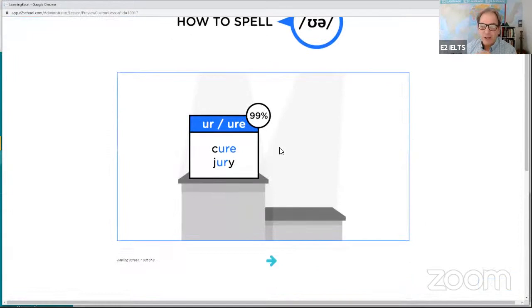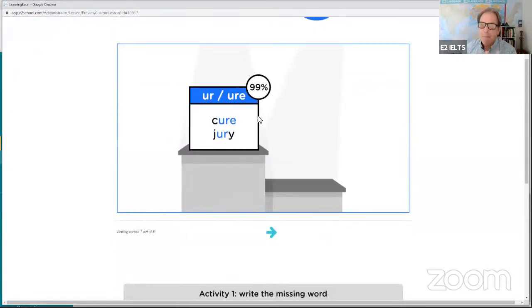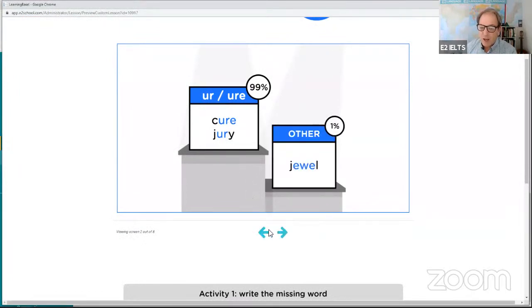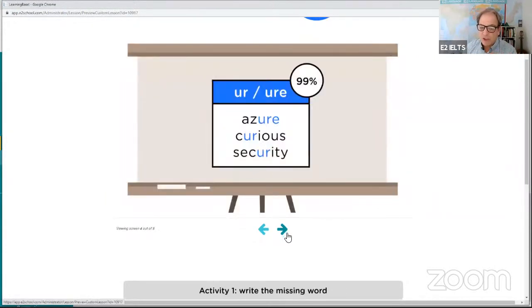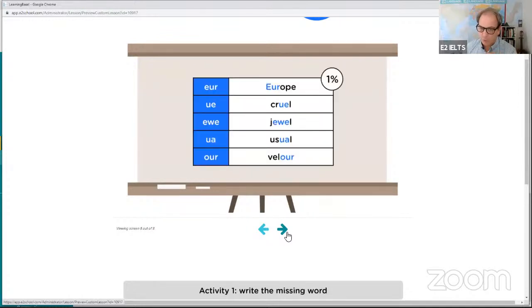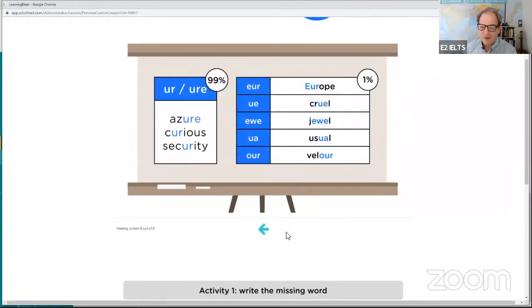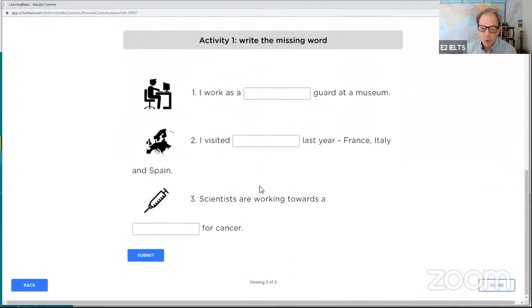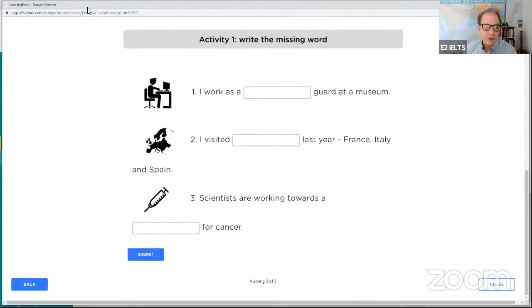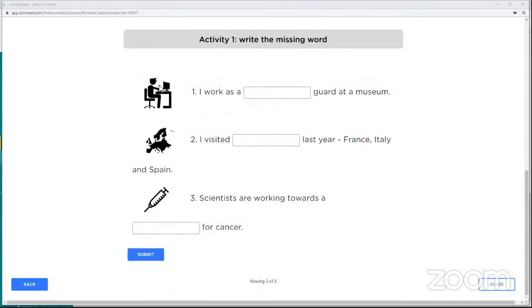Okay, but first of all, a little bit about spelling. Most of the time, it's a U-R or a U-R-E. Sometimes it's going to be U-E or W-E, as in you. So let's have a look. Azure, curious, security, feel the muscle. Europe, cruel, jewel, usual, velour. All right, so there we are. There are our words. How do we spell them? One, two, and three. So type the correct spelling of the word, and there's our grapheme or image, into the chat box.